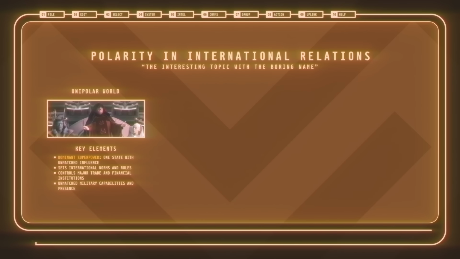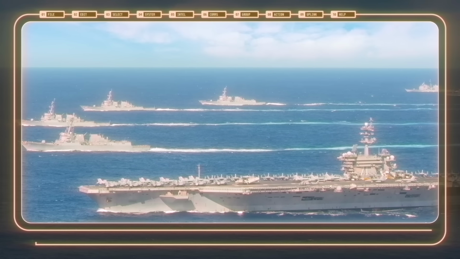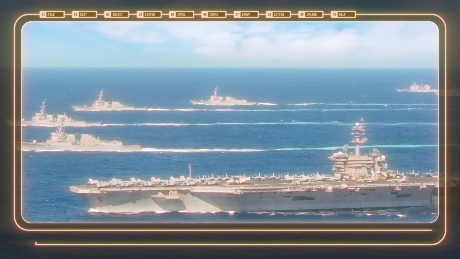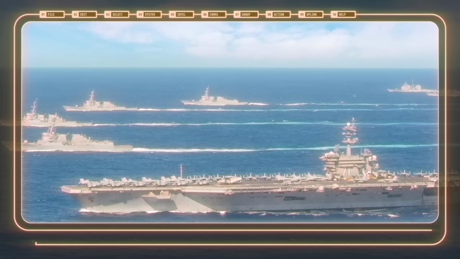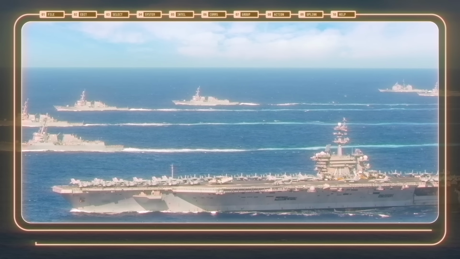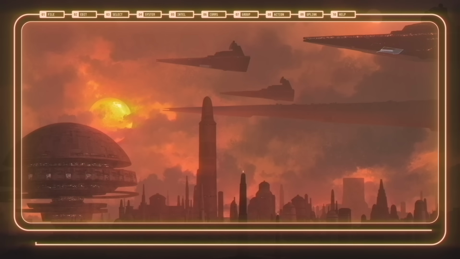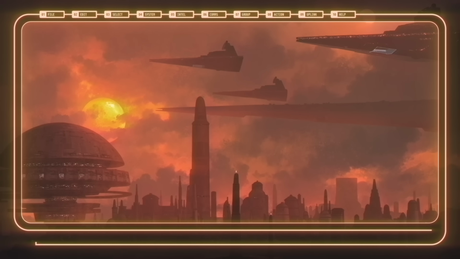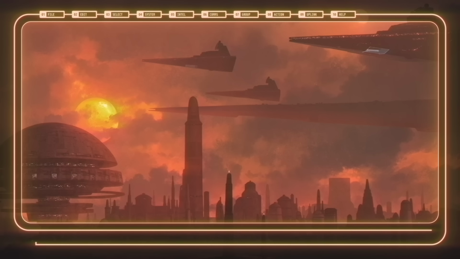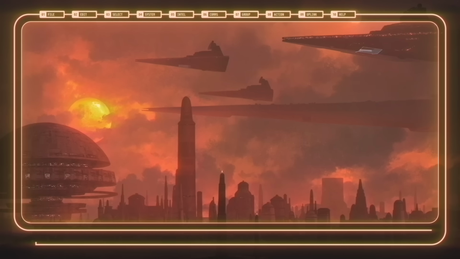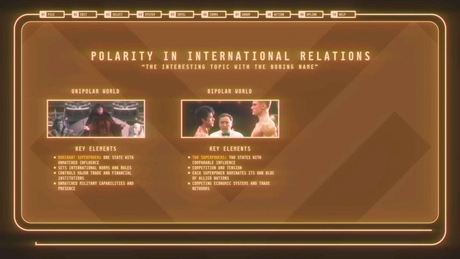In a unipolar world, one country possesses a hegemony over all others and faces no peer competitors. An example from our world is arguably the period between the fall of the Soviet Union and September 11th, when American power was at its peak. A unipolar science fiction setting would be the galaxy of Star Wars under the rule of the Galactic Empire or the Republic. In a bipolar world, two states possess the same capability and may come to rival and compete with one another, directly or indirectly.